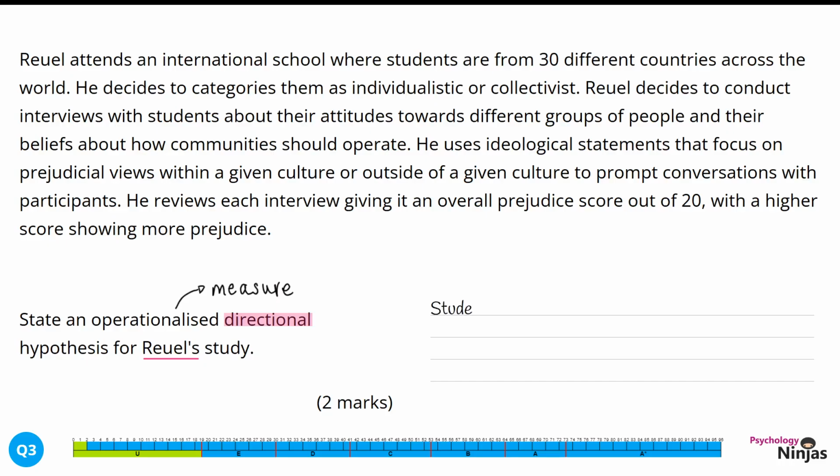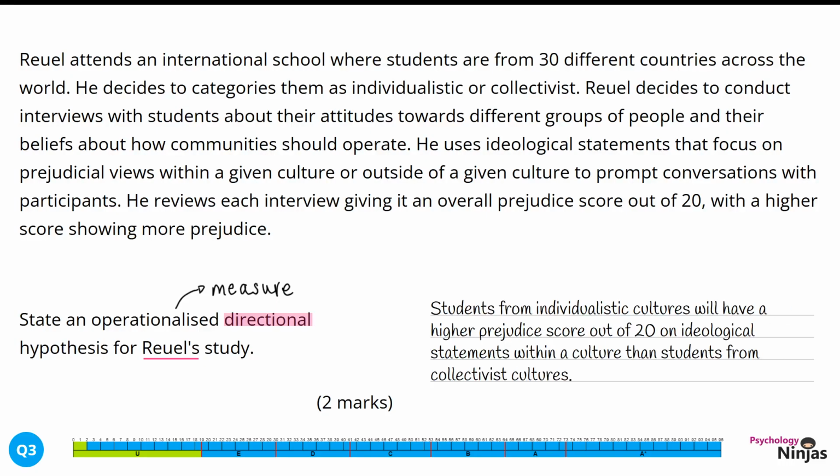Here's our response. Students from individualistic cultures will have a higher prejudice score out of 20 on ideological statements within a culture than students from collectivist cultures. We have a directional hypothesis here because we've got the word higher. By stating how we've measured culture in terms of being individualistic or collectivist, we've ensured that we've linked this into Ruel's study. We've also operationalised the DV in this study by saying the prejudice score is out of 20, and so we get both of our marks.